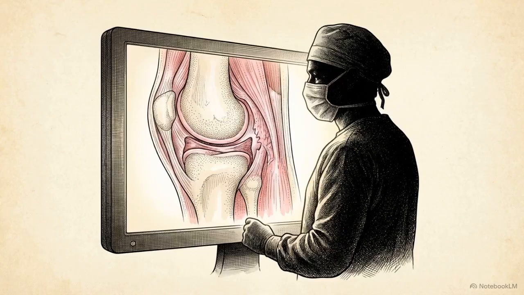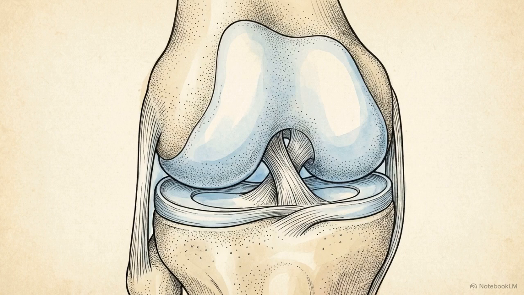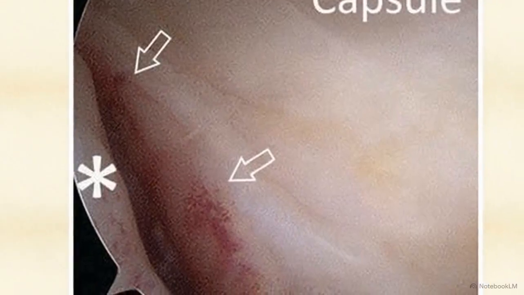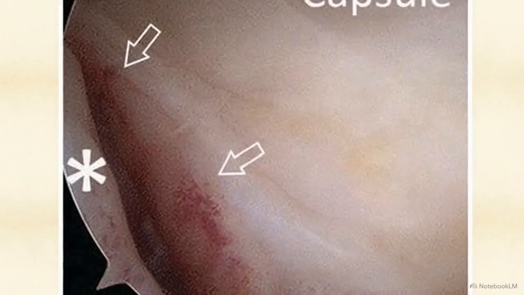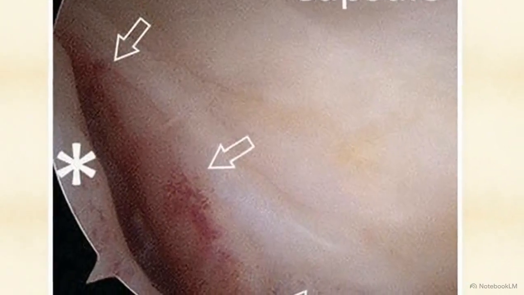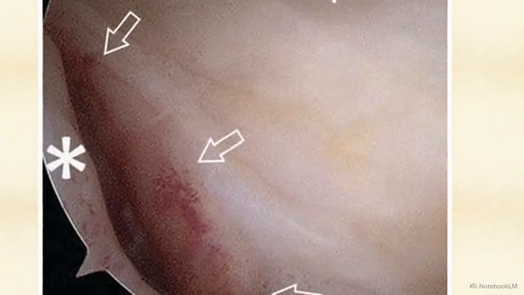The danger of a ramp lesion lies in how easily it evades detection. If a surgeon inspects the knee using a standard anterior arthroscopic view, the medial meniscus often appears completely intact. But shifting the camera to a posteromedial perspective reveals the reality. Hidden behind the condyle is a severe meniscocapsular separation.